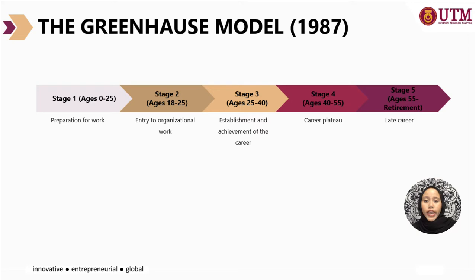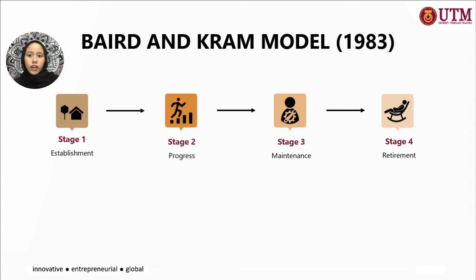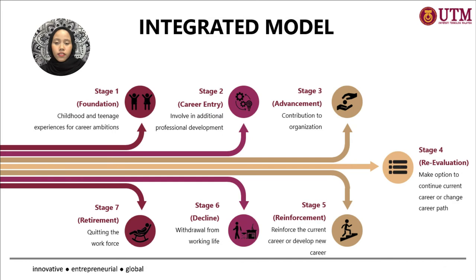For the Bedeian and Crumb model, 1983, this type of model consists of 4 stages, starting with establishment, progress, maintenance and retirement. The last model is the integrated model. The first stage is the foundation of career, which consists of childhood and teenage experiences. The second stage is career entry by joining additional professional development.